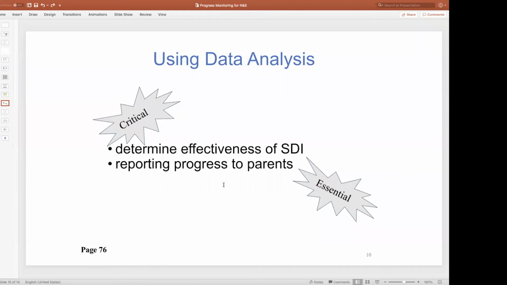Yes, because specially designed instruction is what strategies or interventions or instruction the teacher is going to use to get the material across.